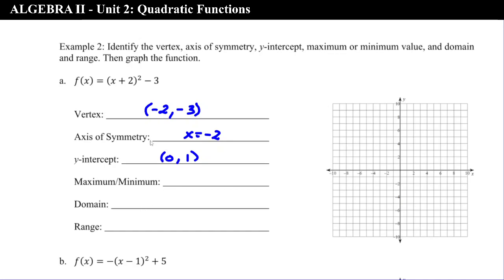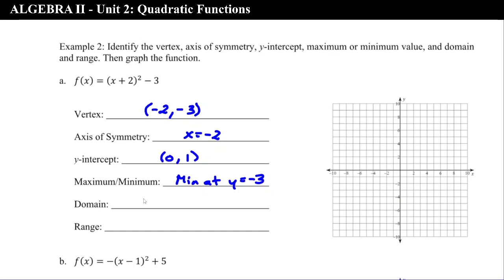All right, do we have a maximum or a minimum? Well, there's no minus sign on the front, which means that it's going to be concave up. And when you're concave up, you have a minimum. So we have a minimum at y equals, and it would be your y value from your vertex.